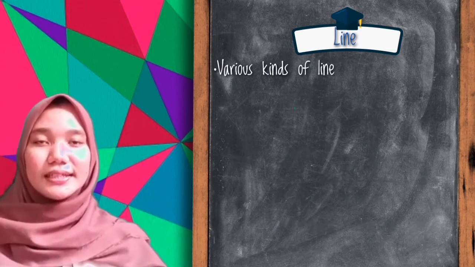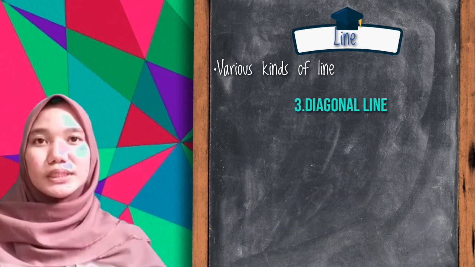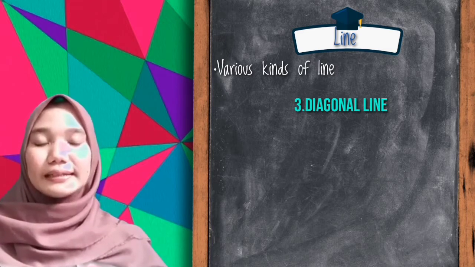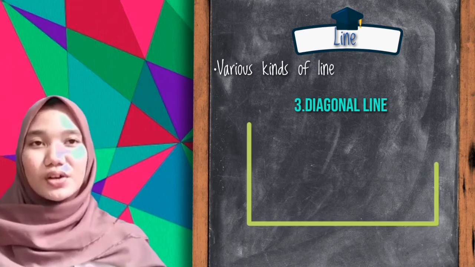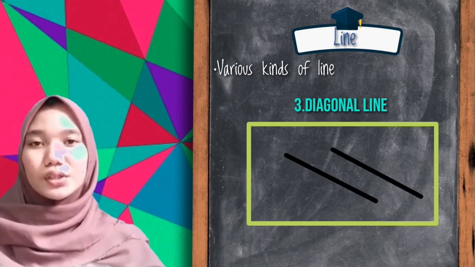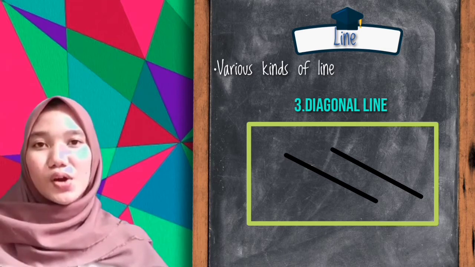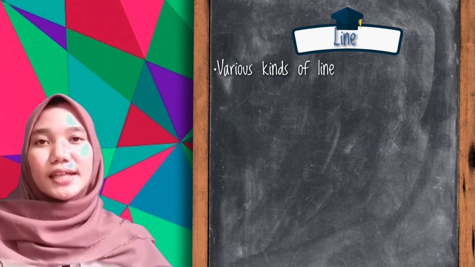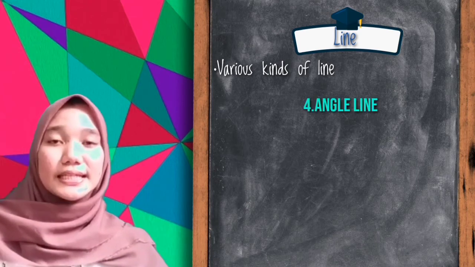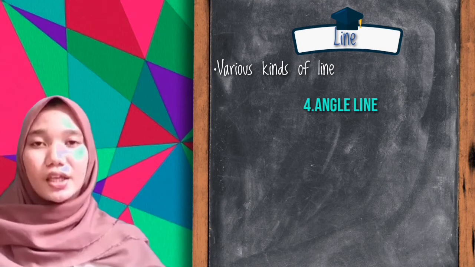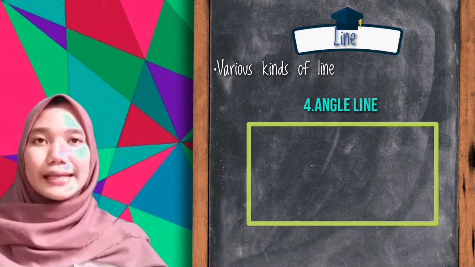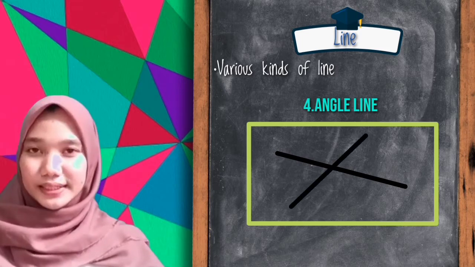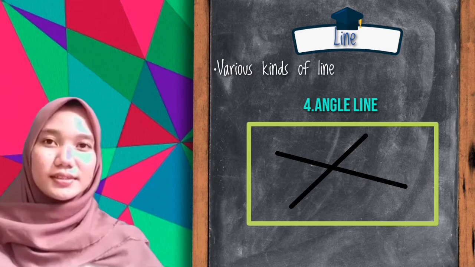The third, diagonal line. It is called a diagonal line if the line connects one corner to another but not on the same side of the plane. The fourth, angle line. It's called an angle line if there are lines that meet at one point creating an angle.